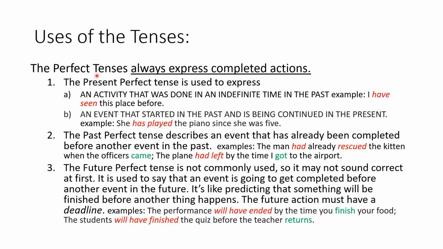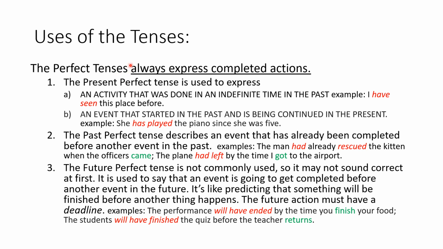Next are the perfect tenses. We will now discuss the uses of the present perfect tense, the past perfect tense, and the future perfect tense. Keep in mind that the perfect tenses always express completed actions. Completed actions in the past or the future.